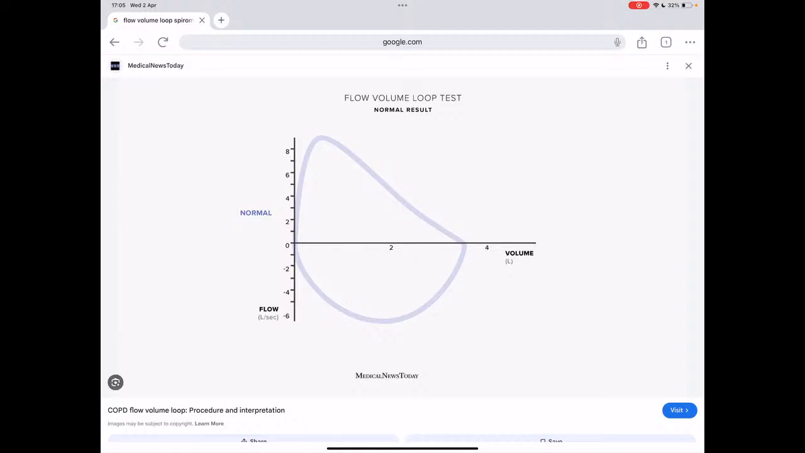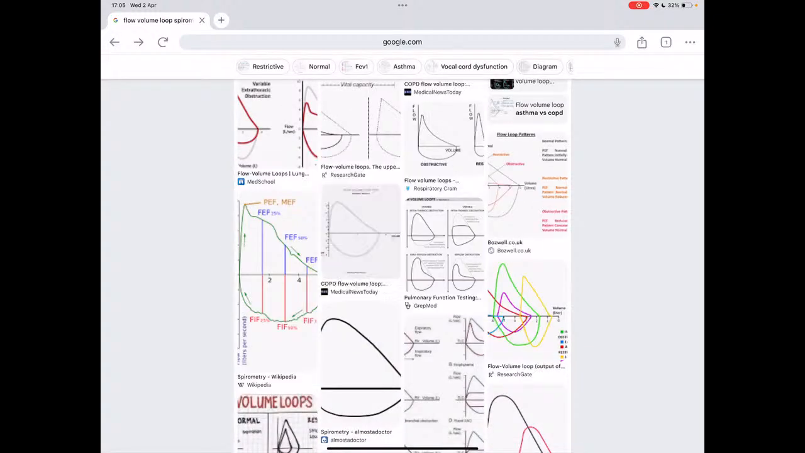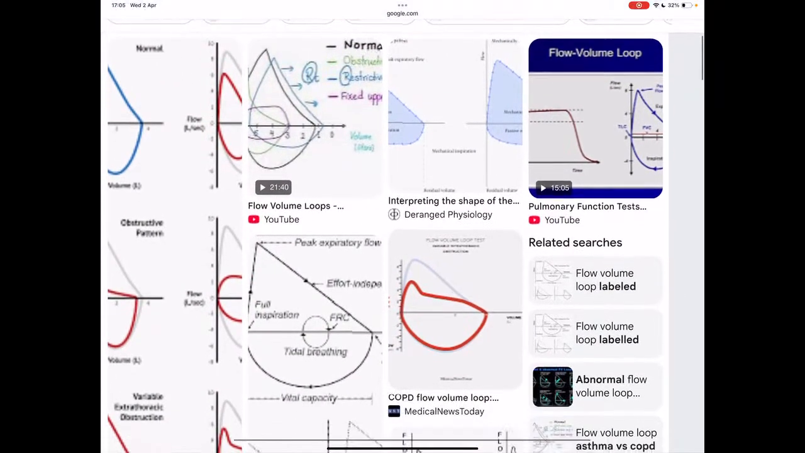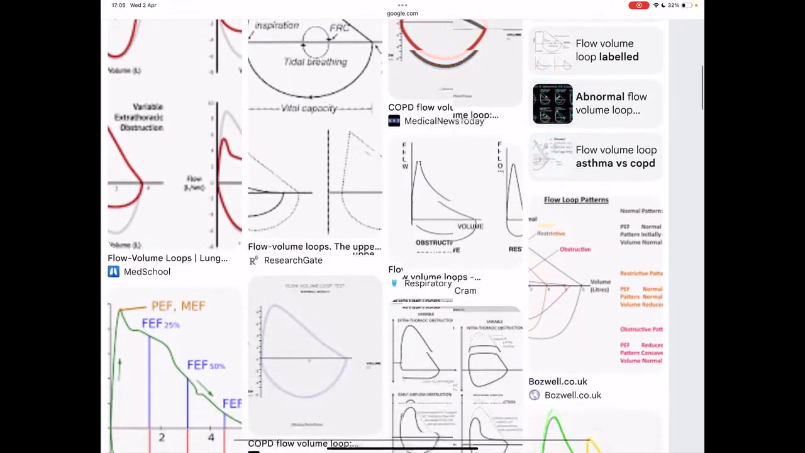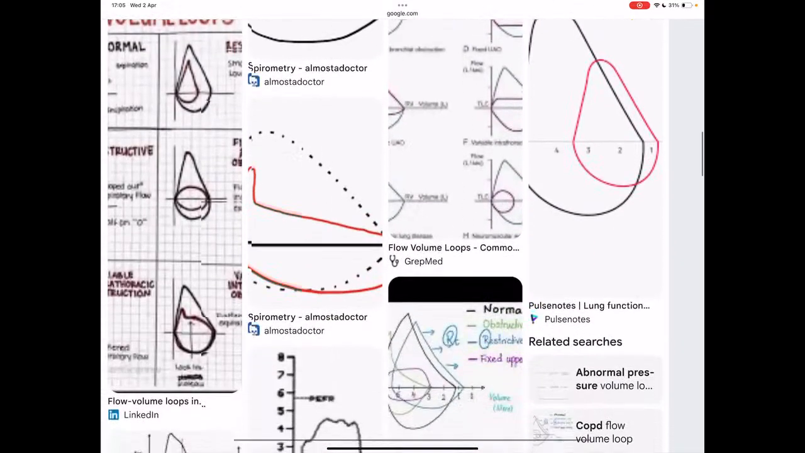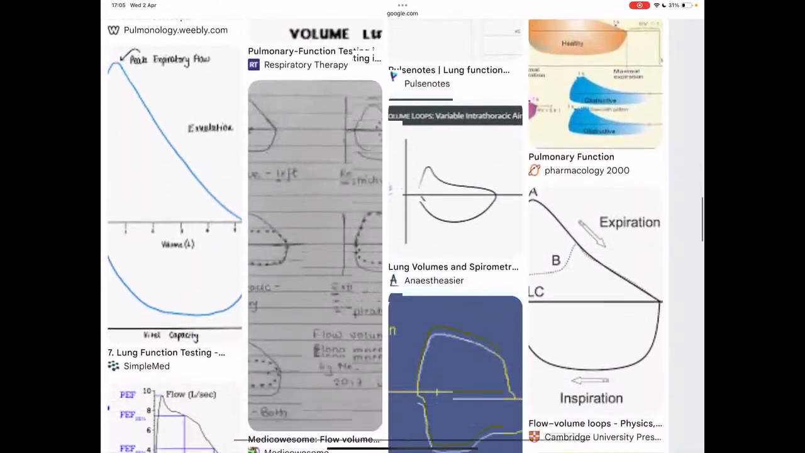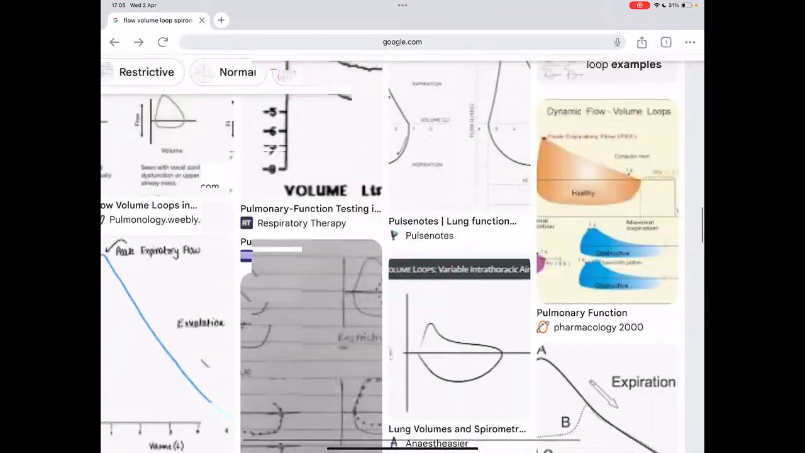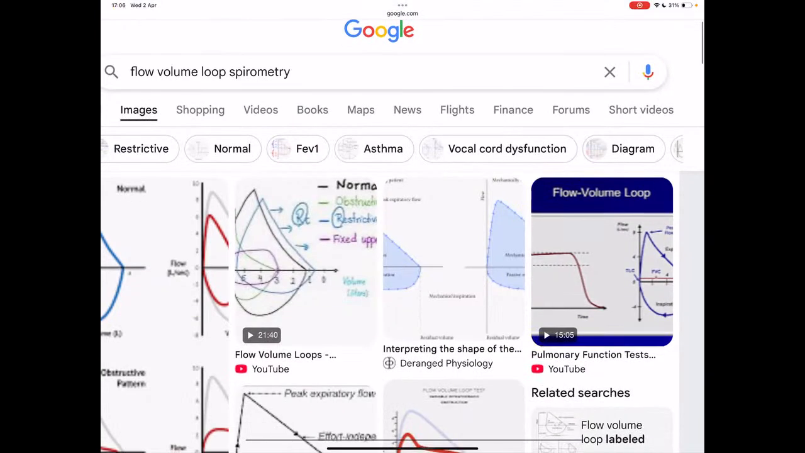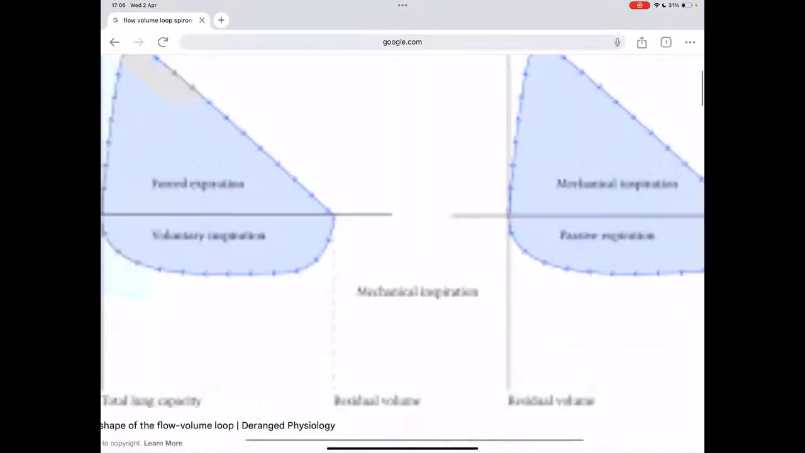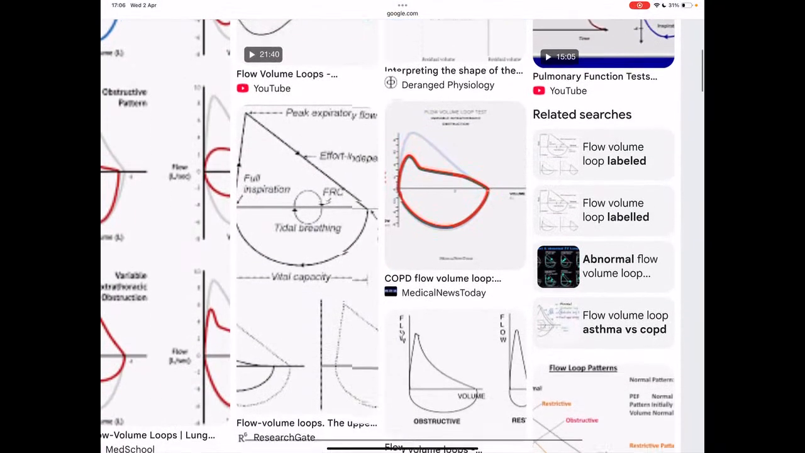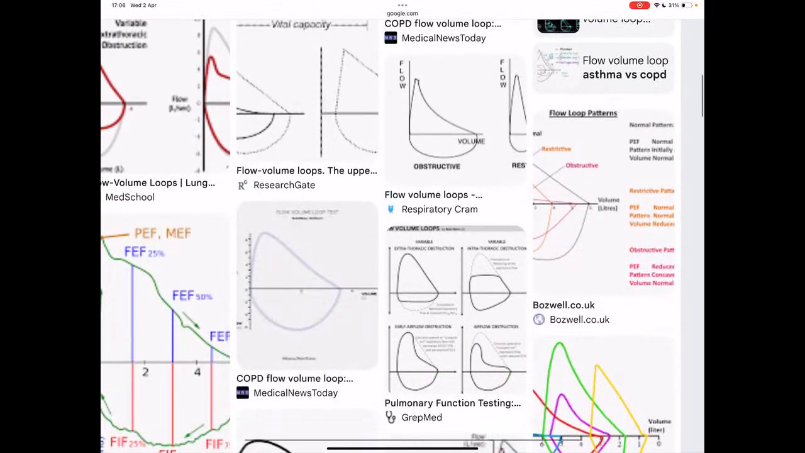And why does it look like this? The flow volume loop looks that way because it captures the changes in airflow as you inhale and exhale. The initial sharp peak represents the maximum flow rate when you forcefully exhale. Then it gradually decreases as your lungs empty. Tell me again. Sure, the flow volume loop shows airflow peaking quickly when you exhale forcefully, then tapering off as your lungs empty.